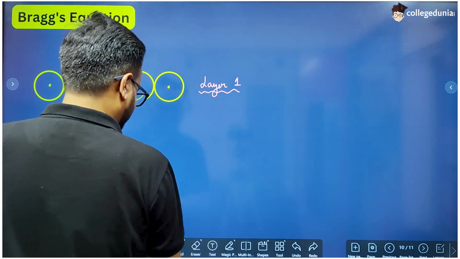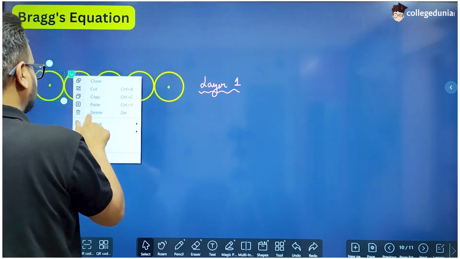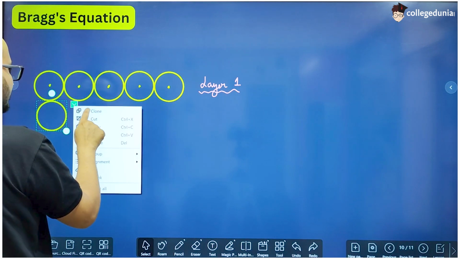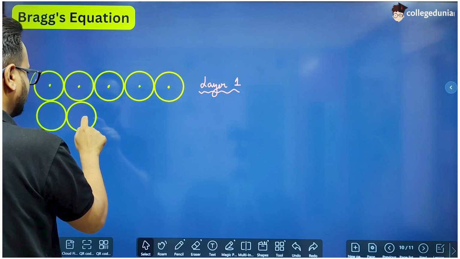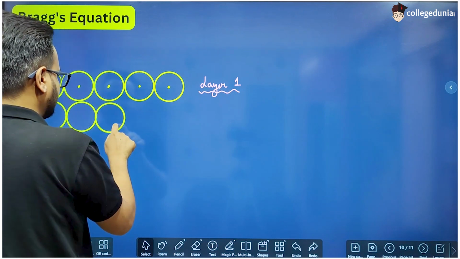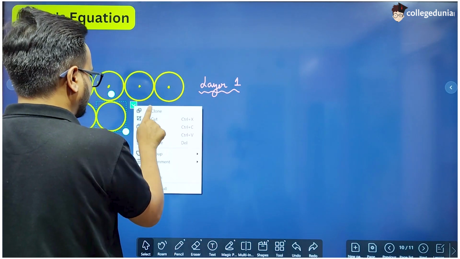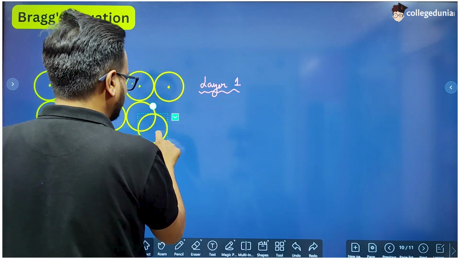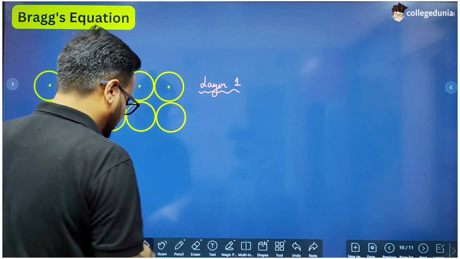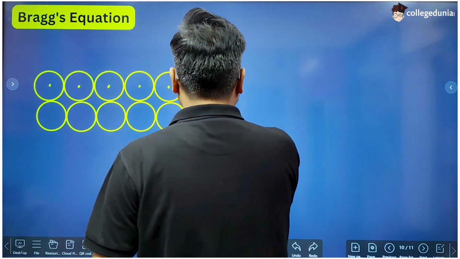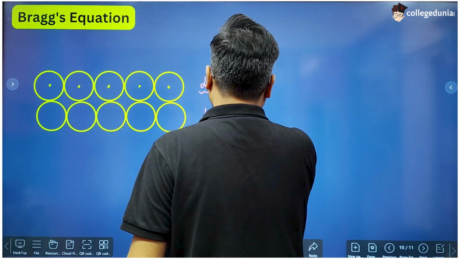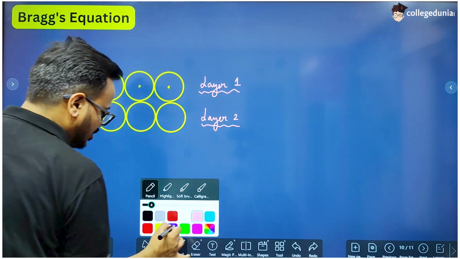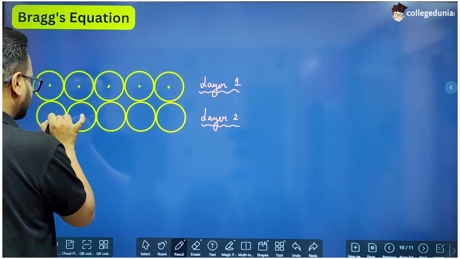Quickly, let me make the atoms of this layer also. This is the second atom. Because the atoms are arranged in a three-dimensional manner, right? Atoms are not arranged in one-dimensional or two-dimensional manner, because all these materials have three-dimensional structure. So these are the atoms of layer 2, and these are the nuclei of these atoms.